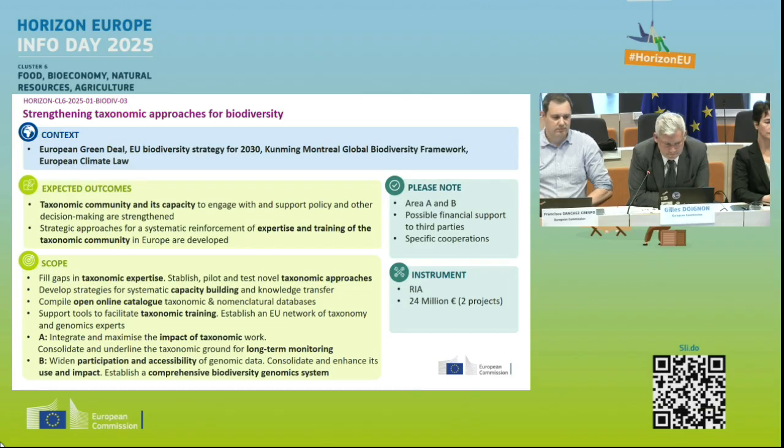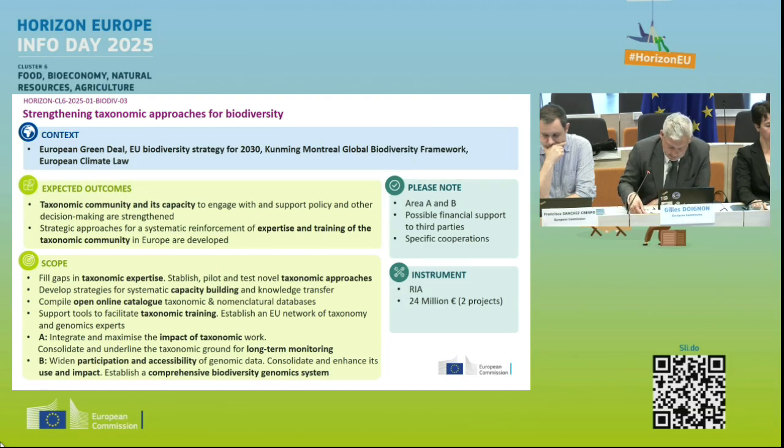And area B is really focusing on the genomic community, also going beyond the traditional taxonomic work. This time the genomic community has specific needs, so we really want to widen participation and accessibility of genomic data, consolidate and enhance its use and impact, and establish a comprehensive biodiversity genomic system, which, for example, will help in the participation in the International Barcode of Life and the Earth BioGenome Project.